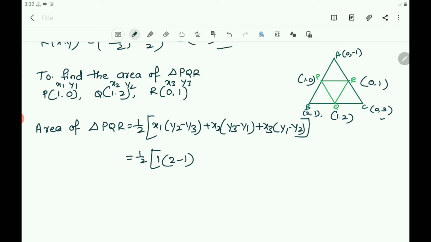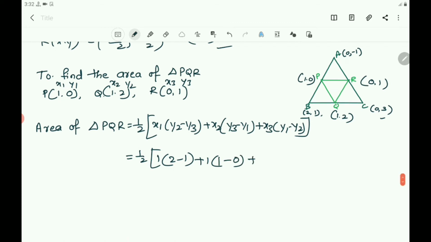Got 1 into 2 minus 1 plus x2. x2 is 1 and y3 minus y1. y3 is 1 minus y2, y1 is also here 0. You take y3 minus y1. y3 is 1 minus y1 is 0 plus x3. x3 is 0. y1 is 1 minus y2 is 2.